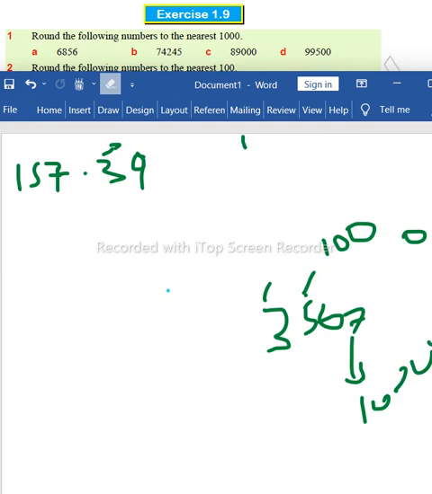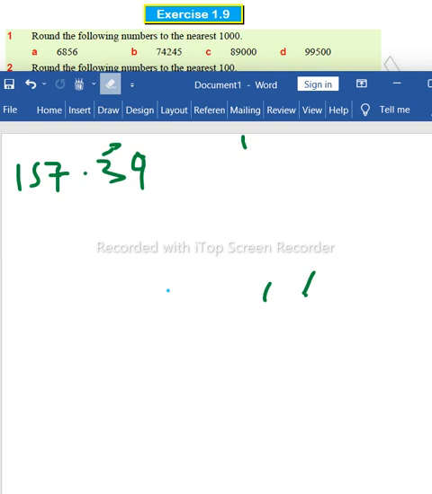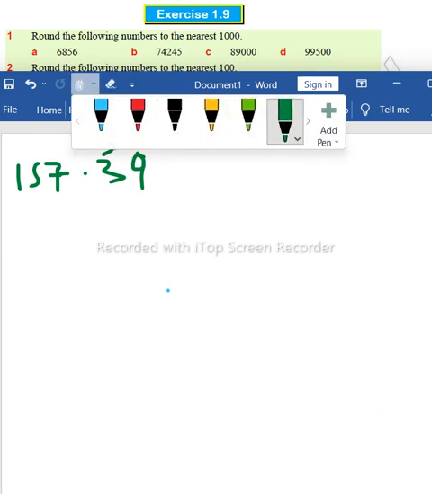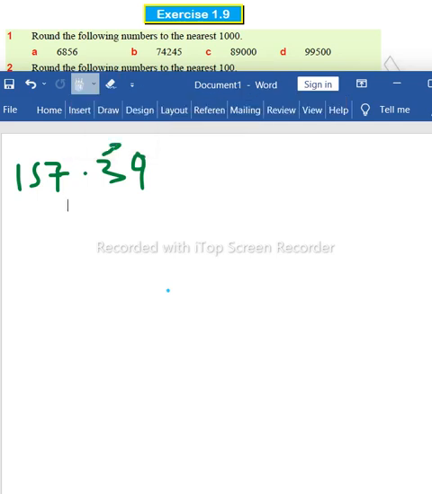So by using this theorem, after the point we start from right to left. If you know this, as we see in this number we have 157.39. This is 10 as we said before. This is 1 and this is 10. This is 100.